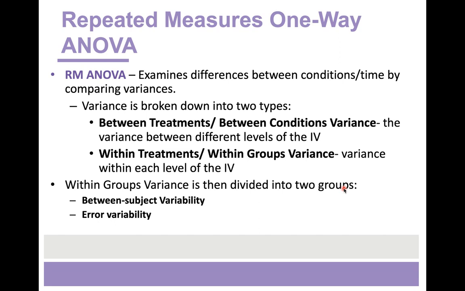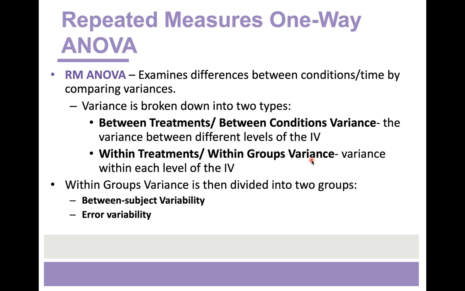So, just like with a one-way ANOVA, we break variance down into two types. Our between treatment or between conditions variance, that's easy. That's going to be our numerator. It's how much our levels of the independent variable differ from each other. Then we have our within treatments or within groups variance. This is how much variability there is within each individual treatment level. And with a one-way ANOVA, that's where we have to stop. We can only partition into two sources.